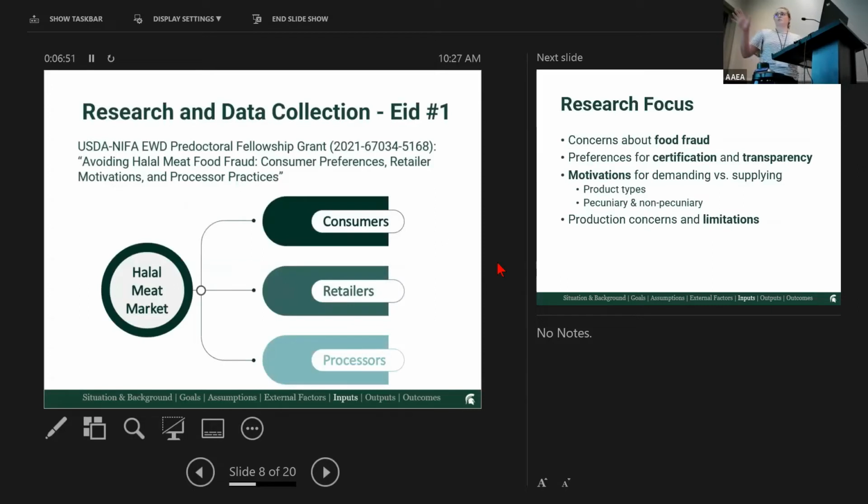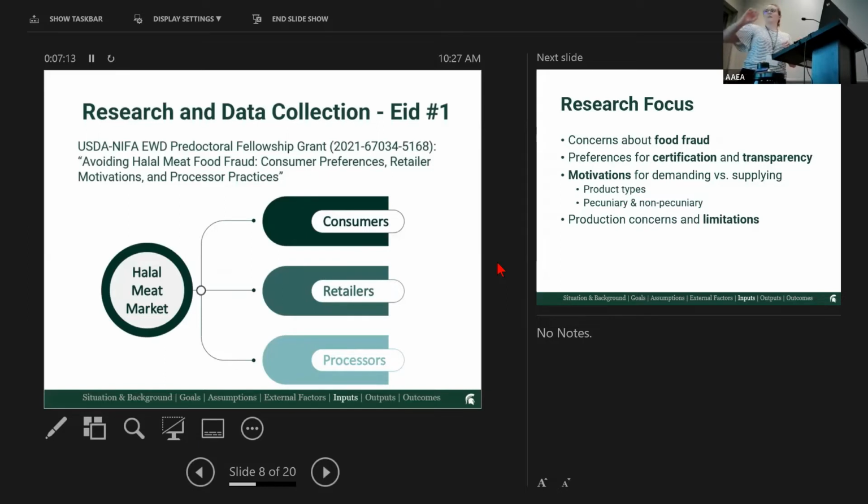So the research portion of this project, E number 1, all of the data being used is coming from my USDA NIFA Educational Workforce Development Predoctoral Fellowship Grant. I am the PI on that project. So that is titled Avoiding Halal Meat Food Fraud, Consumer Preferences, Retailer Motivations, and Processor Practices. It's a 3-year program. I'm approaching the end of year 1 right now. So we're in the middle of data collection.